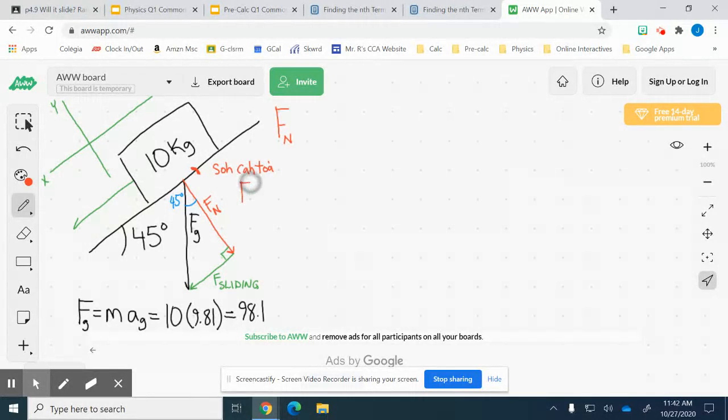So we can say the normal force is going to be equal to the force of gravity times the cosine of the angle. So it's going to equal the force of gravity, which is 98.1 newtons. We already figured that out. Times the cosine of 45 degrees.